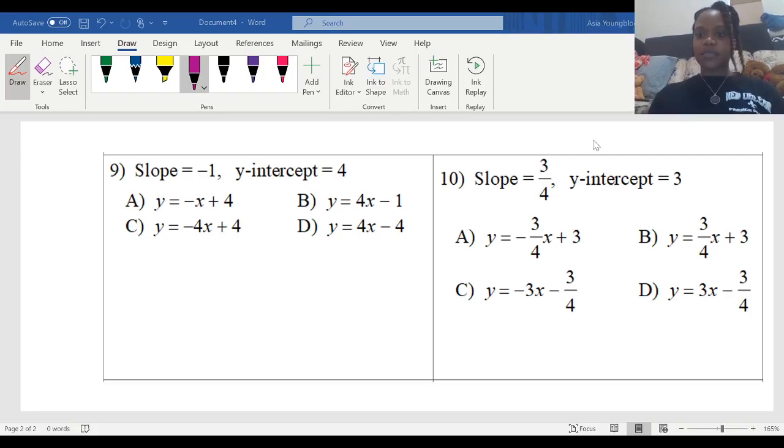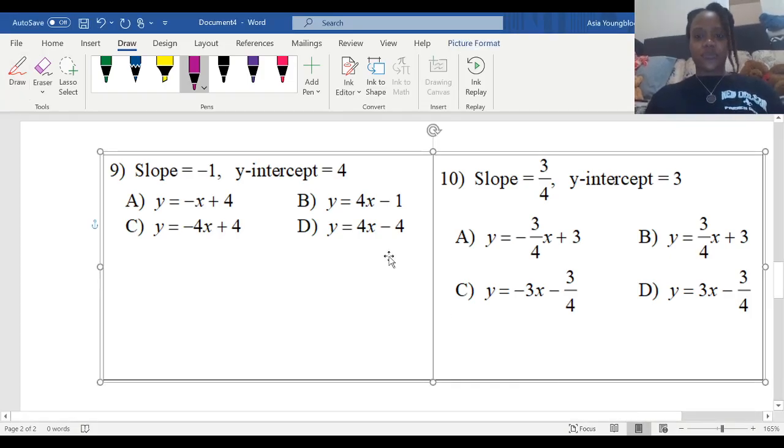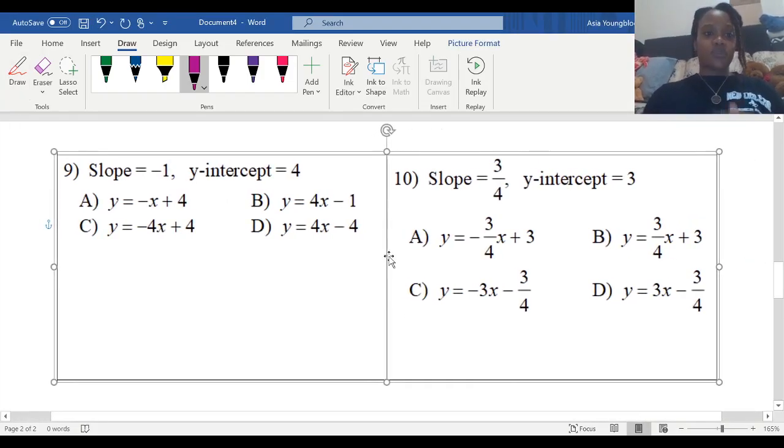All right, our next pair of problems, we are asked to write the equations in slope-intercept form. So that means you want to write them in the form y equals mx plus b, that is slope-intercept form.